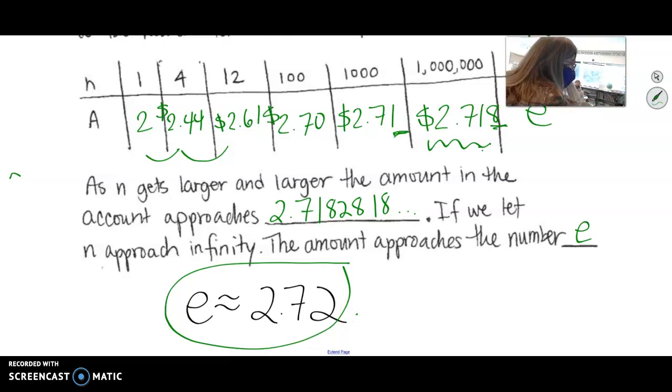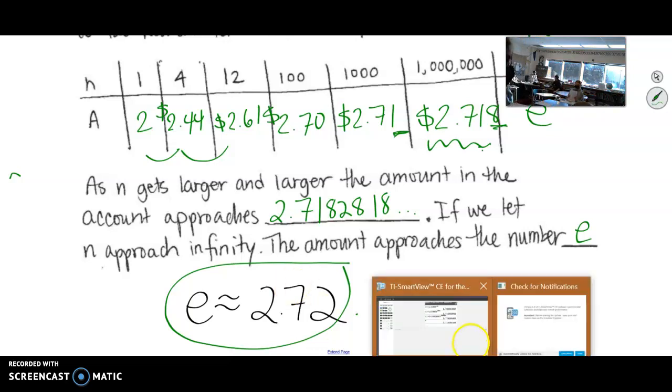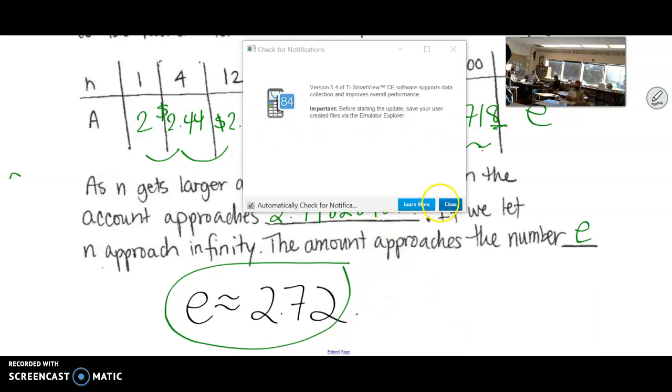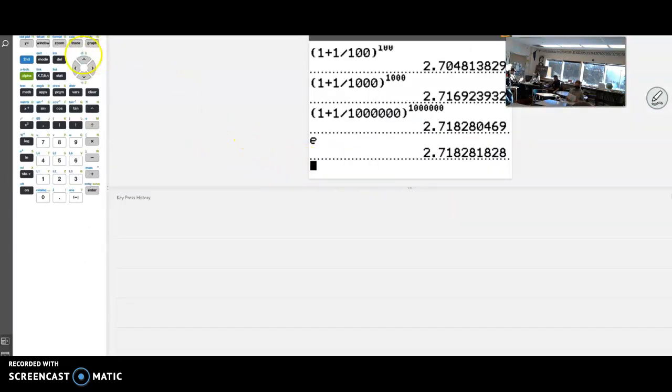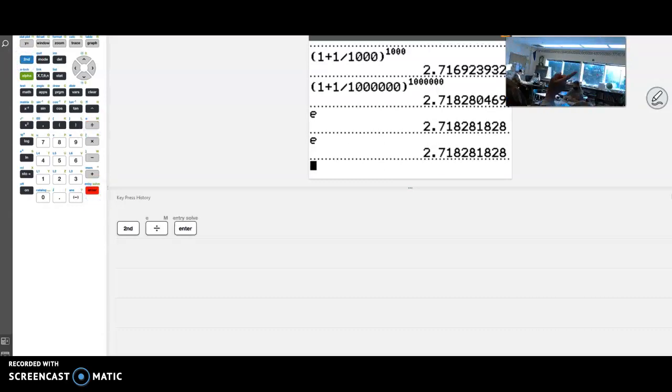But when you guys are calculating, I'm going to ask you to use the button on the calculator, which if you look at your calculator, the number E is right there. If you hit second and then the divided by key, you get the number E. That'll take the whole number. And so when you're doing calculations with E, which we're going to do next week, you're going to want to use the button.